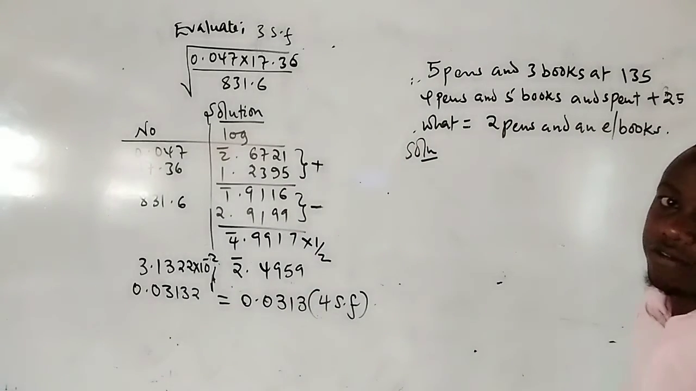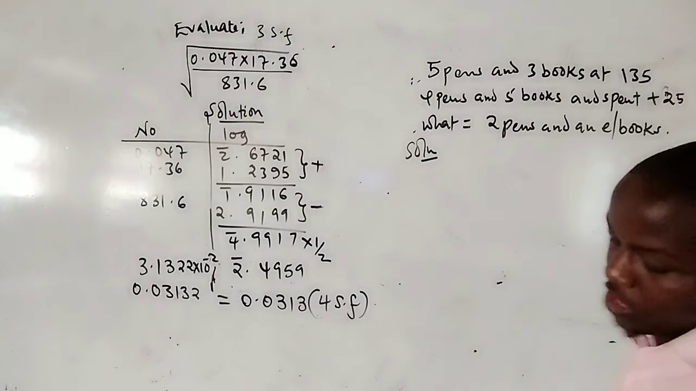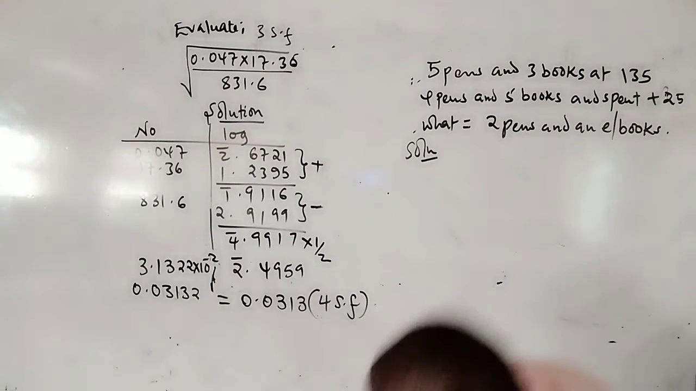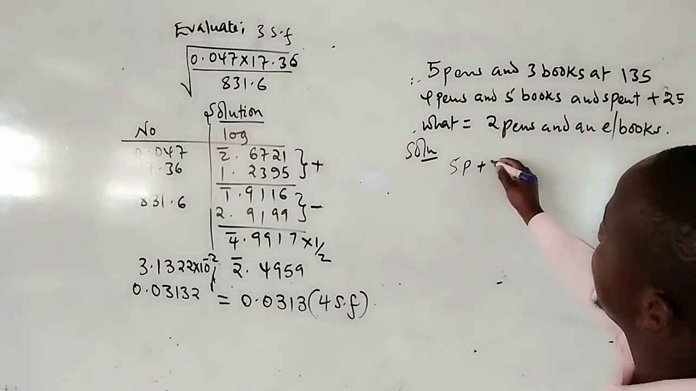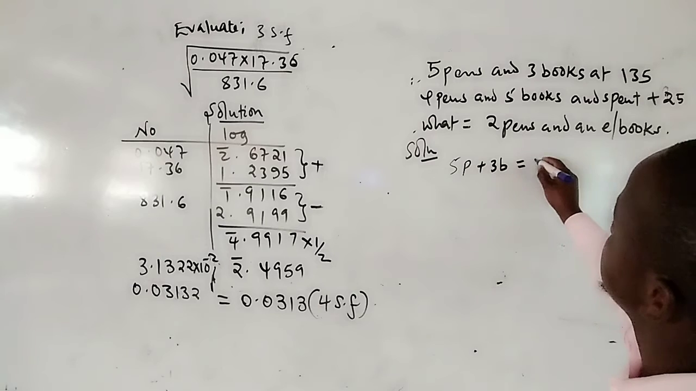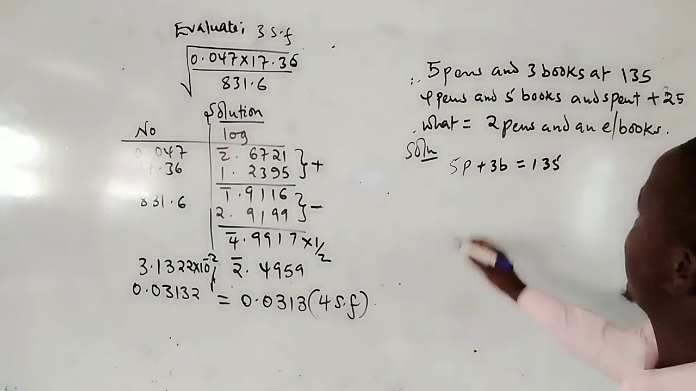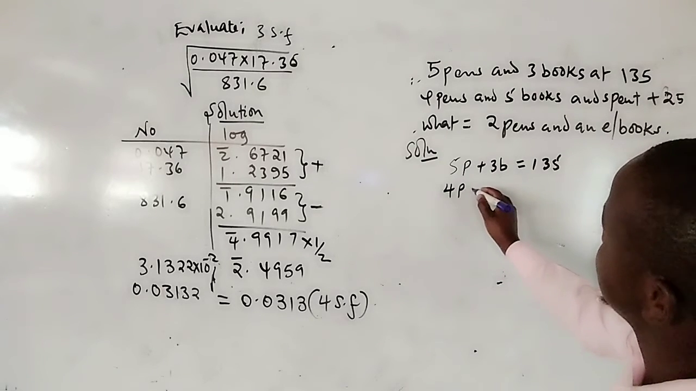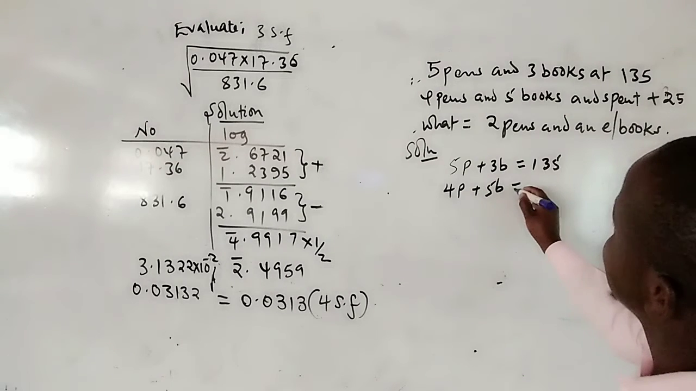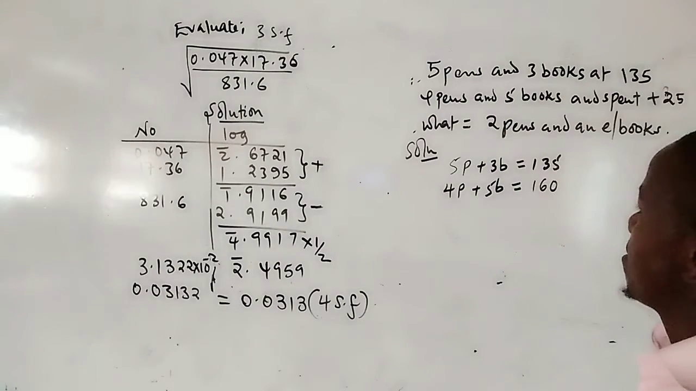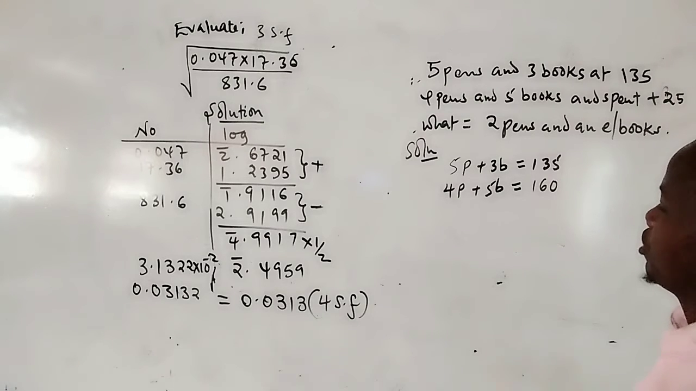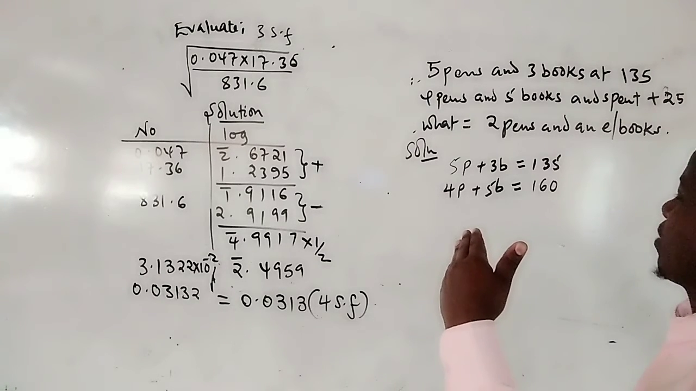So what you do, we just form simultaneous equations and we solve them. To form them, 5 pens plus 3 books is equal to 135. Then this other guy, 4 pens and 5 books, is spending 25 more, meaning he's spending 160 when we add 25 here. Therefore now with that we can solve the question using elimination, using substitution, using you can use what?